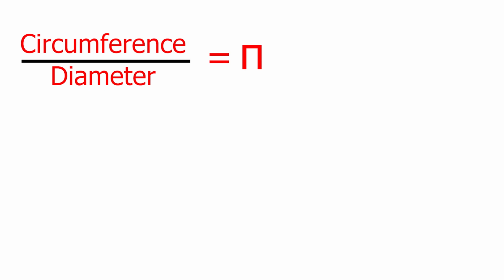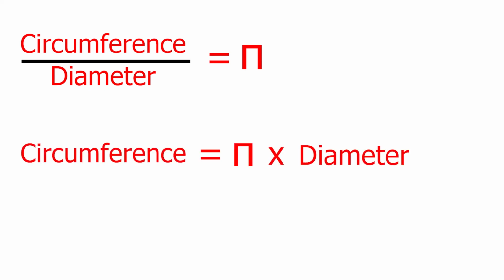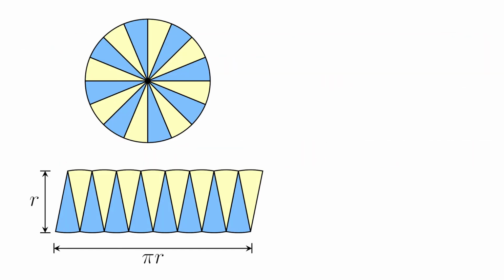Great. Now we have this equation, and if we rearrange it slightly, we get that the circumference is the diameter multiplied by pi. Now take a look at this circle. Notice that if you cut the circle into slices and lay them out in a certain way, you get a shape that vaguely resembles a rectangle. The more slices you cut the circle into, the closer the bottom shape approximates a rectangle. If you cut the circle into an infinite amount of slices, you'd get an exact rectangle.